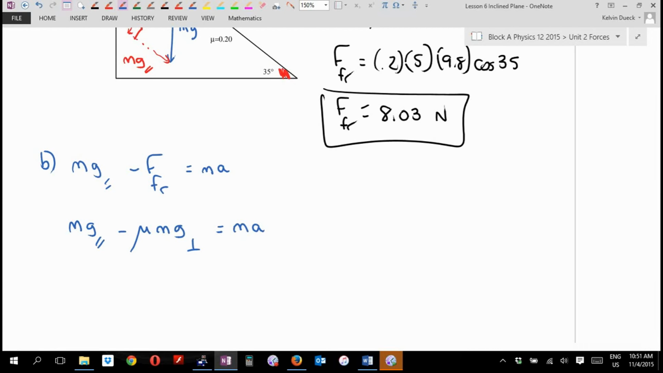Mg parallel, which trig function was that? Oh, two lines of sine. Okay. So mg sine theta, I know it's 35, but I'm doing a nice generic one, minus mu mg perpendicular. What was that? Oh, of course it was.